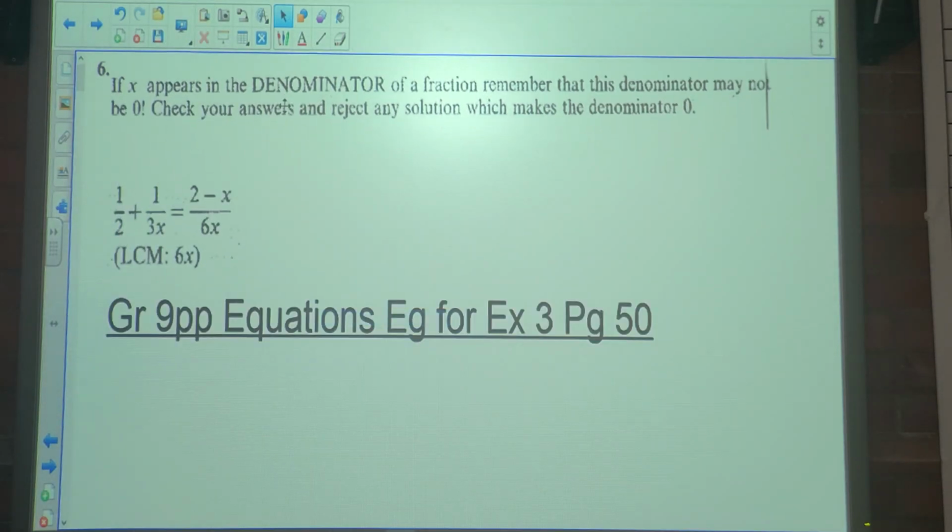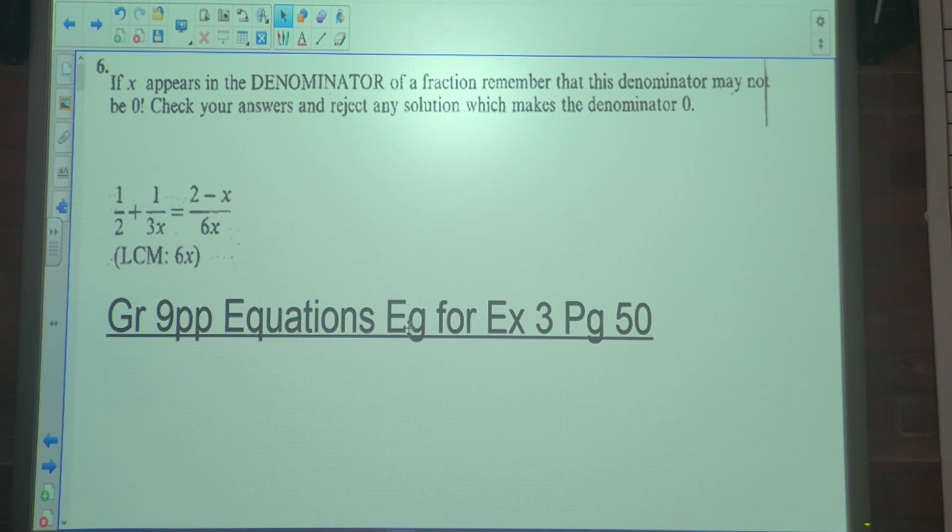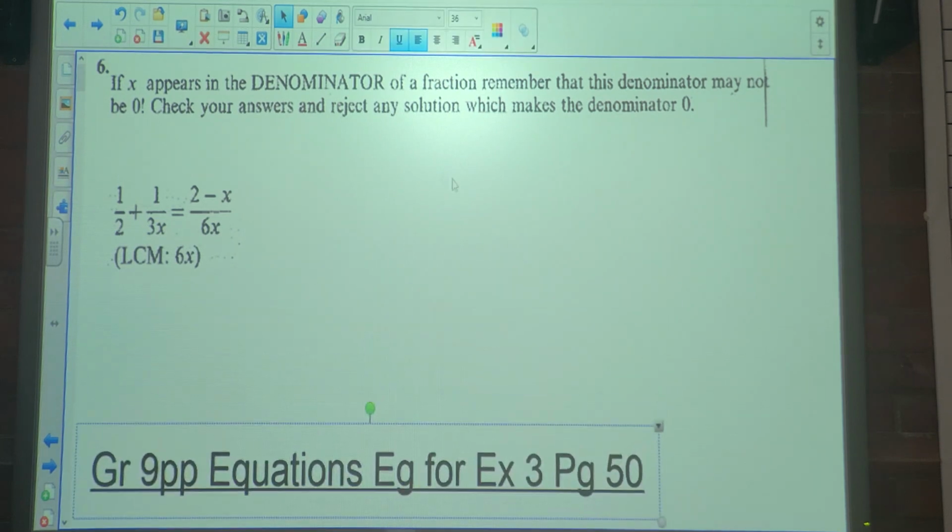Unfortunately, yes. People, we are told if x appears in the denominator of fractions, remember that the denominator may not be 0. They should have put the exclamation mark there. So 0 exclamation is actually 1.